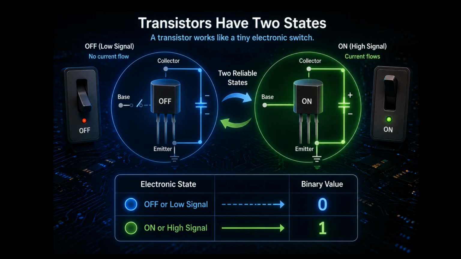Computers use tiny electronic switches called transistors. Each transistor has only two reliable states. Off represents 0, on represents 1. Because transistors work with only two states, computers use binary. Every piece of digital information is built from these zeros and ones.